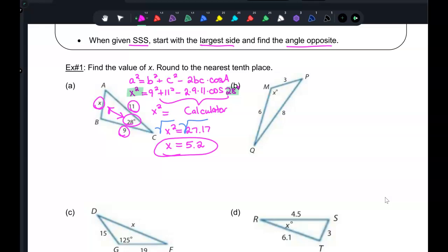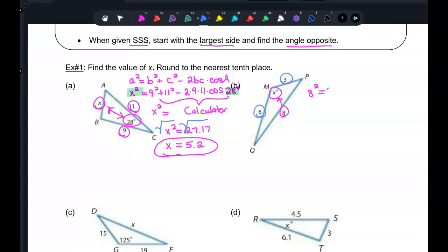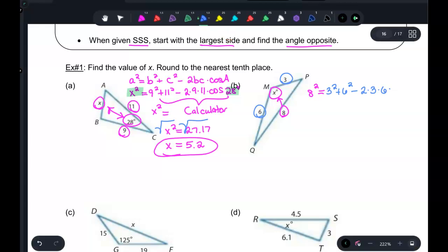All right, let's take a look at the next one. I have all three sides. Again, I'm going to identify the angle that I'm looking for and the side across from it. So this is going to be 8 squared equals, and here are my other two sides: 3 squared plus 6 squared minus 2 times 3 times 6 times, now I want my cosine of x.